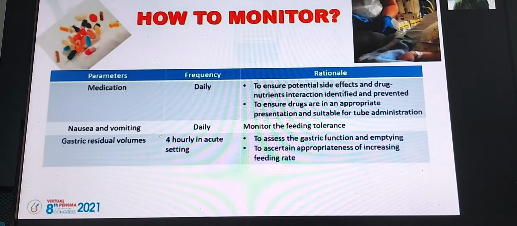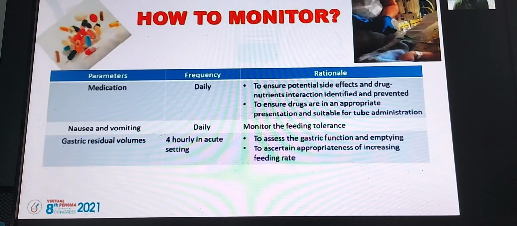Some medication can be administered through the tube, such as the nasogastric tube, gastrostomy tube, and PEG tubes. It should be reviewed daily, just to ensure the potential side effects and drug-nutrient interactions are identified and prevented, and to ensure the drugs are in an appropriate presentation and suitable for tube administration. For example, sugar-coated medications cannot be crushed and administered through the tube feeding.